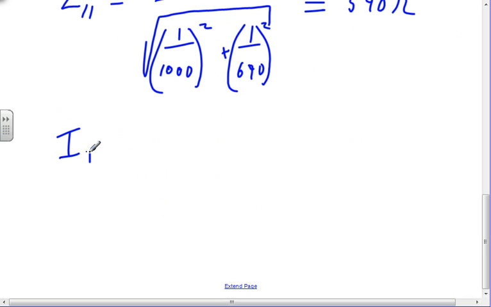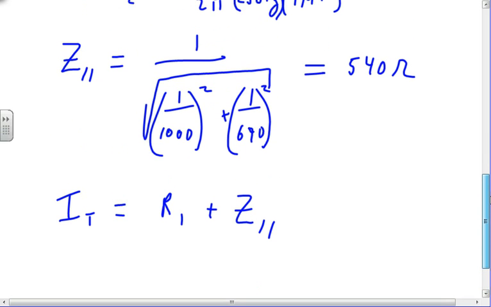Impedance total equals R1 plus Z across the parallel path. Okay, so now we need to know the phase angle of those guys. So the phase angle of the parallel path is the arctangent of minus 640 over 1,000.